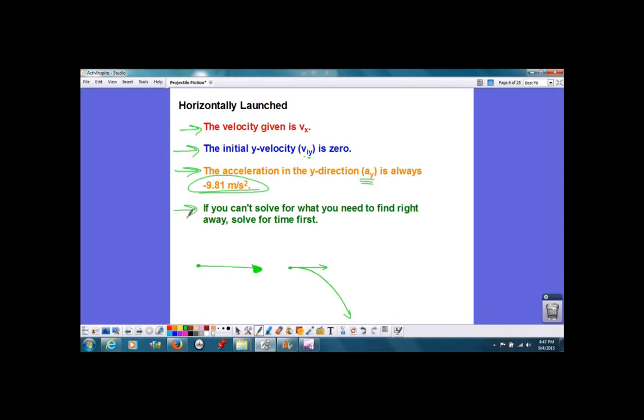Final hint, if you can't solve for what you need, because the equation has more than one unknown, look for one of the equations where time is the only variable you do not know, solve for time, and then go back to the other equations, plug the time in, and solve for what you need.